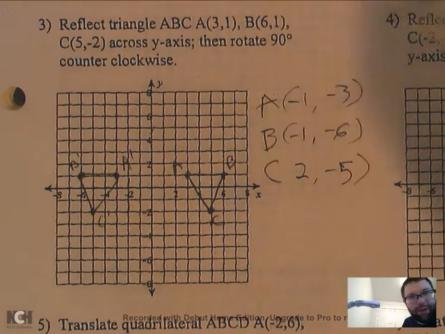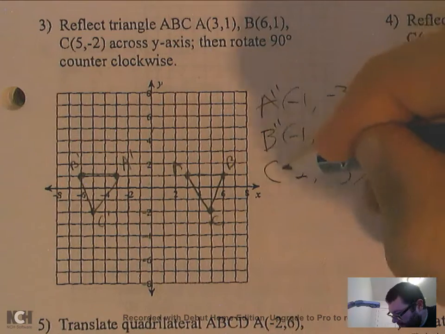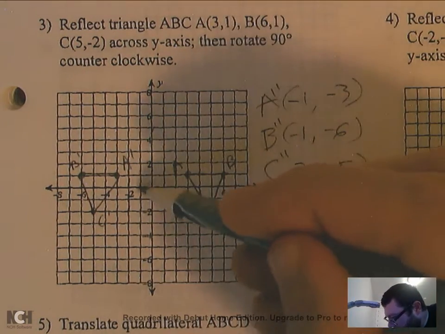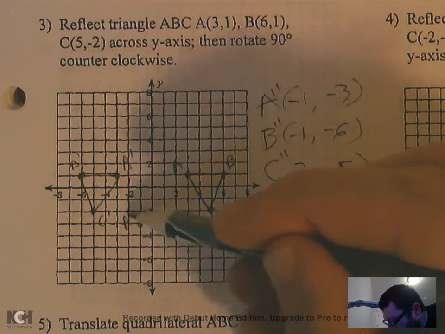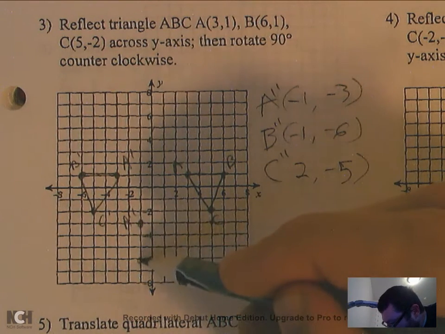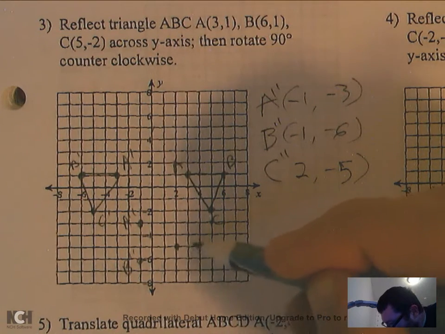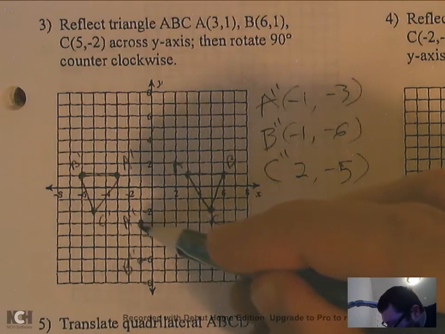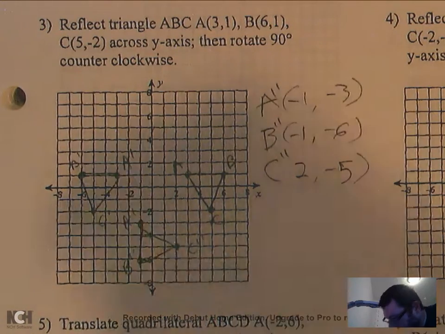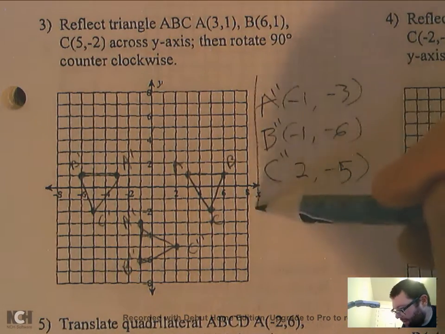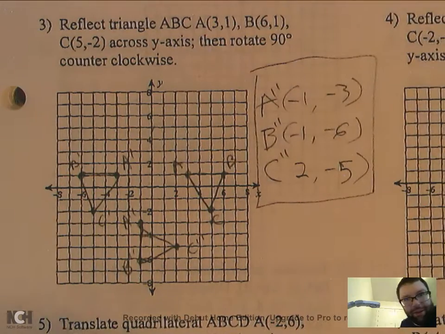So if I come back around, these are my prime primes. Okay, so again, if I were to graph it, -1, -3 is A prime prime, -1, -6 is B prime prime, and then 2, -5 is C prime prime. There is my final triangle that has been rotated 90 degrees counterclockwise. Okay, and this would be like my answers that I would put into Canvas.